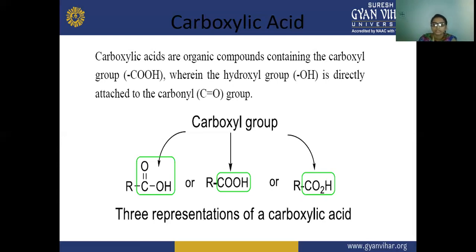So carboxylic acids are organic compounds containing the carboxyl group. This carboxyl group is formed by the attachment of the carbonyl group and the hydroxyl group. Three representations of the carboxylic acid are given here: RCOOH, or RCOOH, or RCO2H. So it can be written like this also.